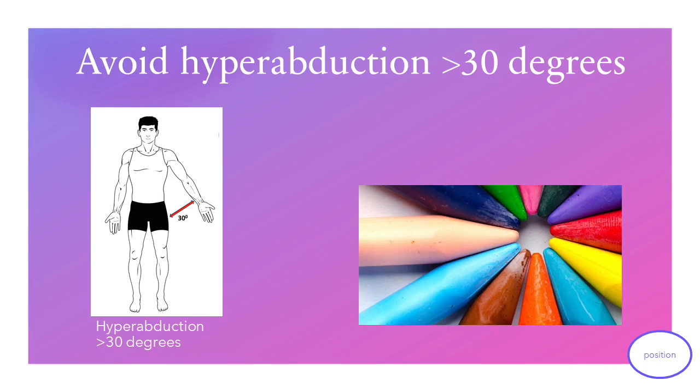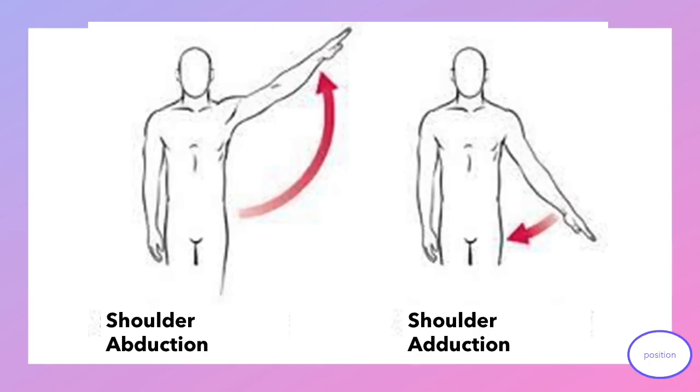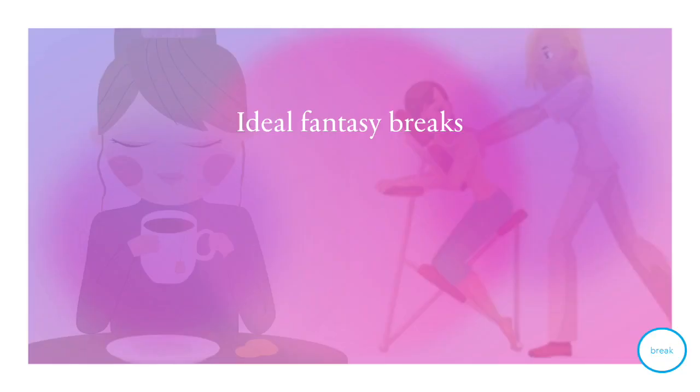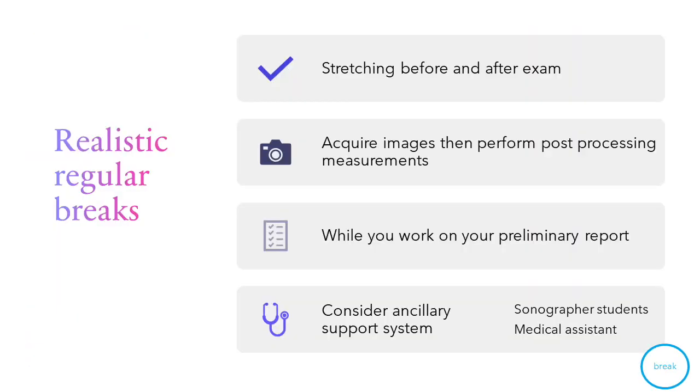So this is what we want to make sure that you don't do. Avoid that hyper abduction greater than 30 degrees, and this is abduction, right? So we remember what shoulder abduction is versus adduction. Okay, so just be real careful to make sure that you do that. And then we want to take breaks. So we want to get coffee, we want to get massages in between every test. No, those are our ideal fantasy breaks. But since we have to live in reality, this is more realistic.